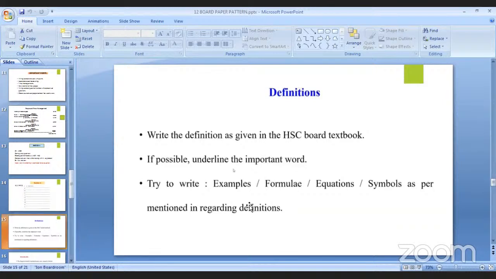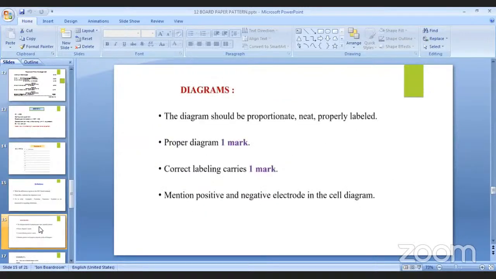So if you want good marks, don't do anything which will decrease your marks. If you know, you write. If you don't know, you don't write. But if you know, please write it.